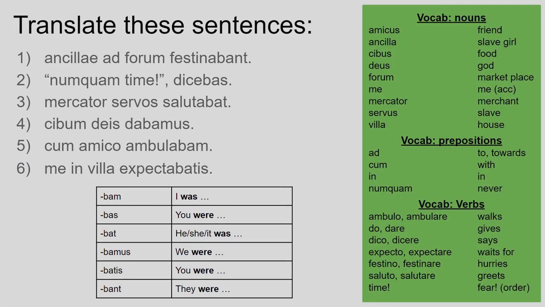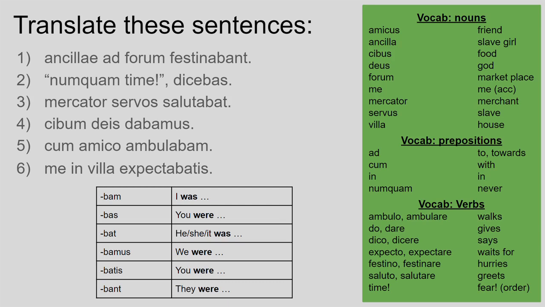Here are 6 sentences. Remember that in Latin, the verb is often at the end of the sentence or clause. As usual, I have the vocab running down the side, and I also have the table of imperfect verb endings to help you at the bottom. If you want to go translating these on your own, pause the video here, otherwise I'm going to go through the meanings of these now.